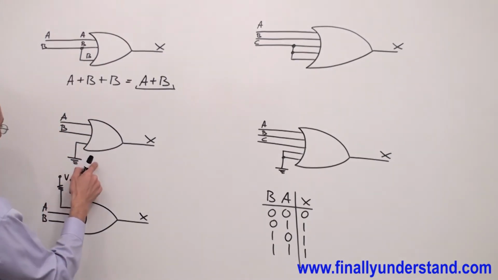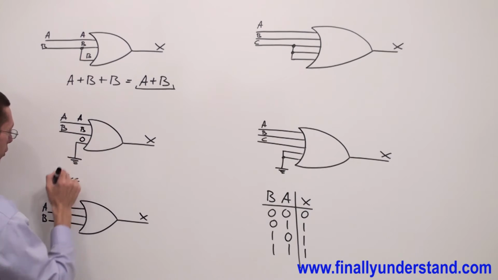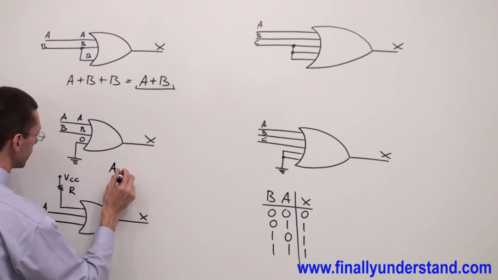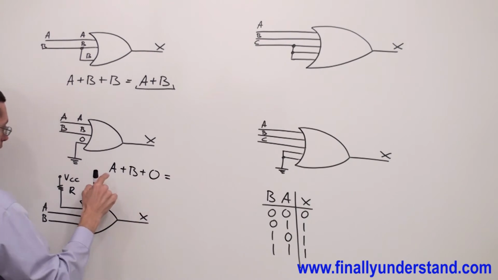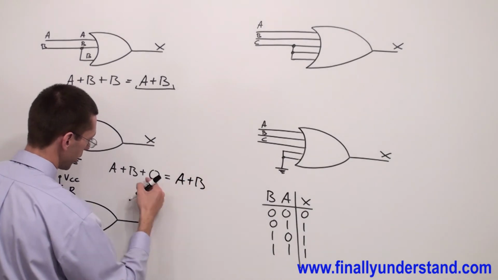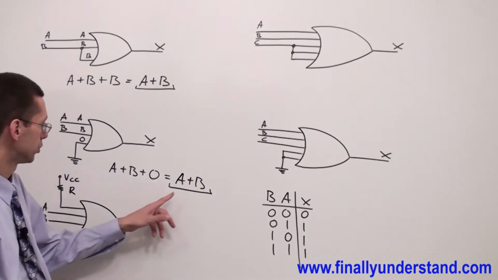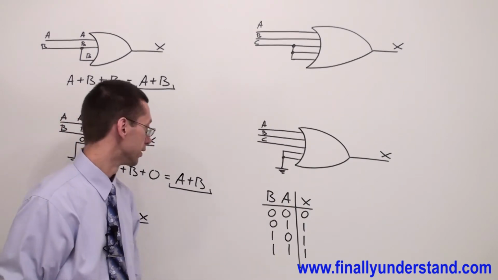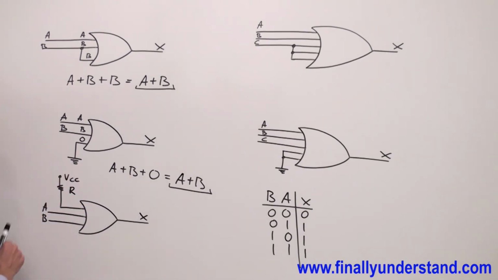Let's take a look at this one. We have A, we have B, and we have 0. Again, this is the Boolean addition. So I have A plus B plus 0. A plus B is simply A plus B, and plus 0, I don't have to write 0. This is equal to A or B. This is simply the logic expression for two input OR gate. So this connection is also correct.